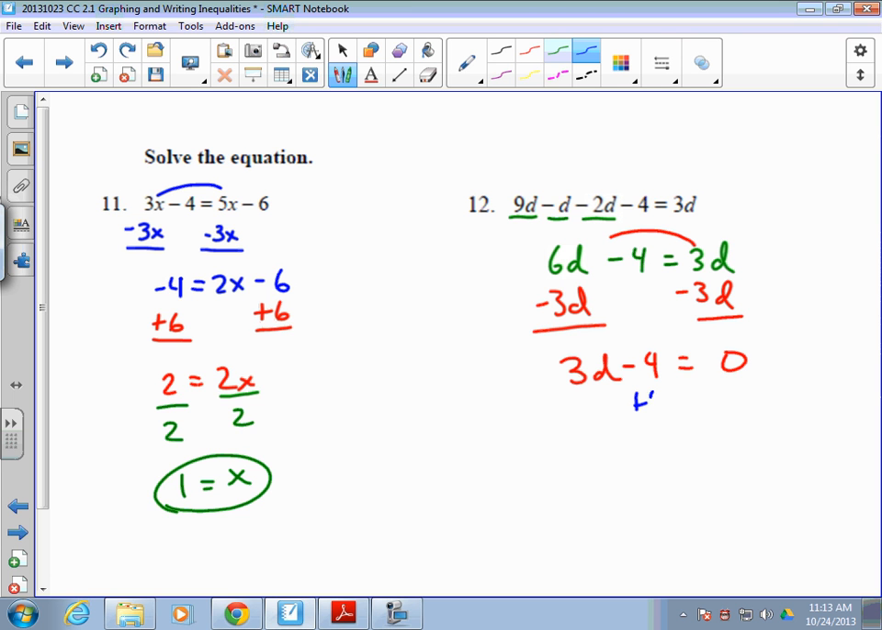Get rid of minus 4 by adding it. Do the same to this side. 3d equals 4, and then get d by itself by dividing by 3, and do the same here. D is 4 over 3.